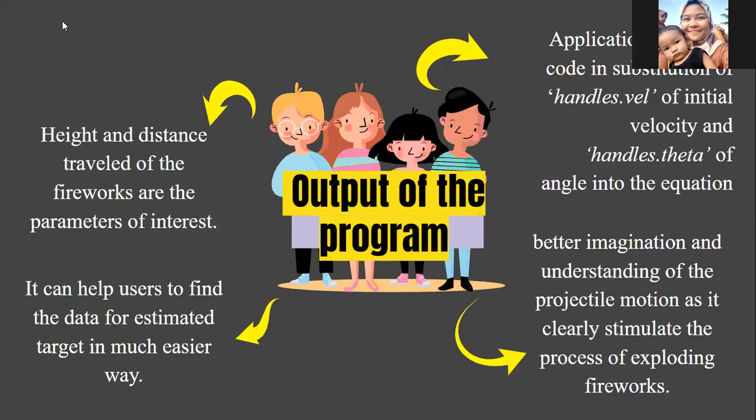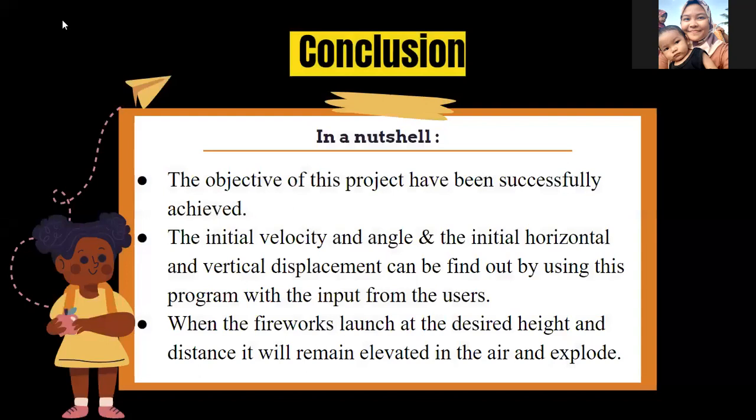The next is the conclusion of our project. First, the objective of this project has been successfully achieved. Then, the initial velocity and angle, also the initial horizontal and vertical displacement, can be found by using this program with the input from the users. Lastly, when the fireworks are launched at the desired height and distance, they will remain elevated in the air and explode.